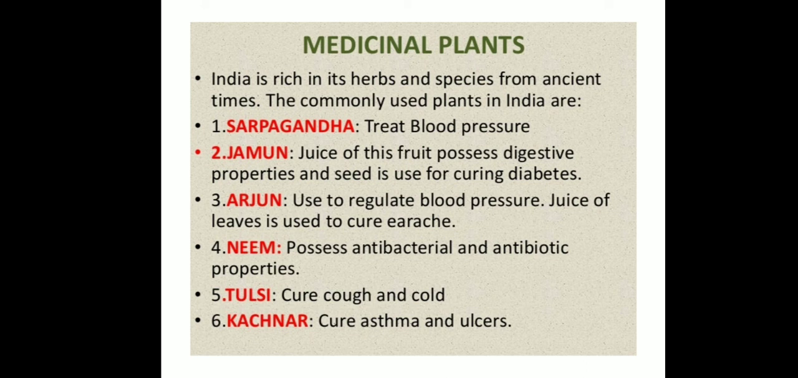Jamun, juice of this fruit possesses digestive properties and seeds are used for curing diabetes. Then arjun, it is used to regulate blood pressure. Juice of leaves is used to cure earache. Then neem possesses antibacterial and antibiotic properties. Then tulsi cures cough and cold, and chinar, it cures asthma and ulcers.